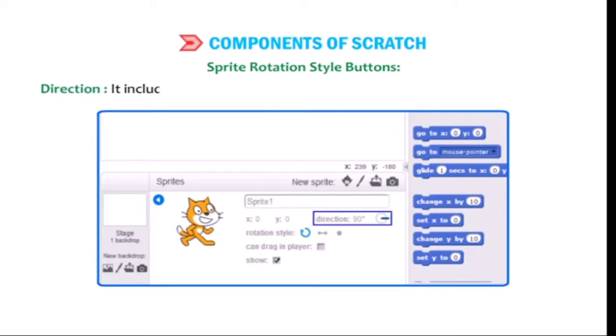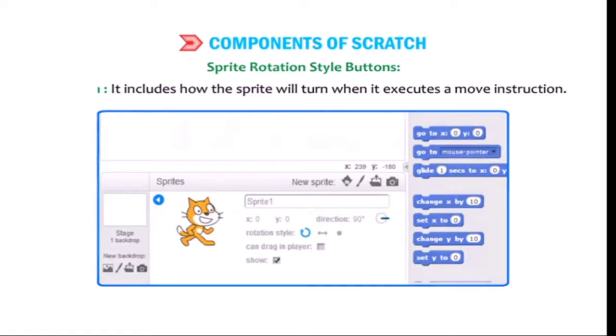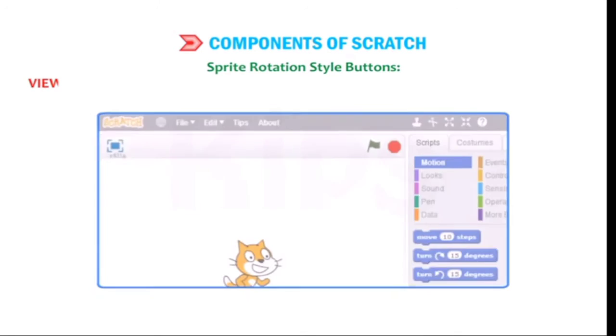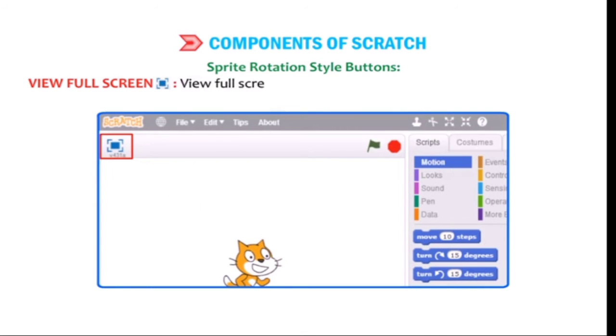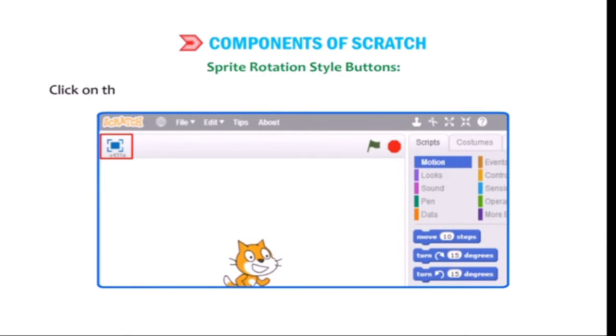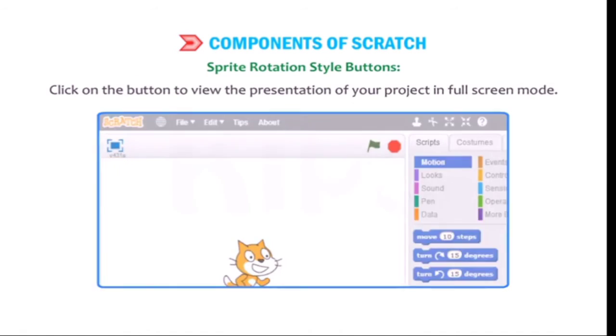Direction. It includes how the sprite will turn when it executes a move instruction. 0, up; 90, right; 180, down; -90, left. View full screen. View full screen mode or presentation mode button is located at the top left corner of the stage. Click on the button to view the presentation of your project in full screen mode.